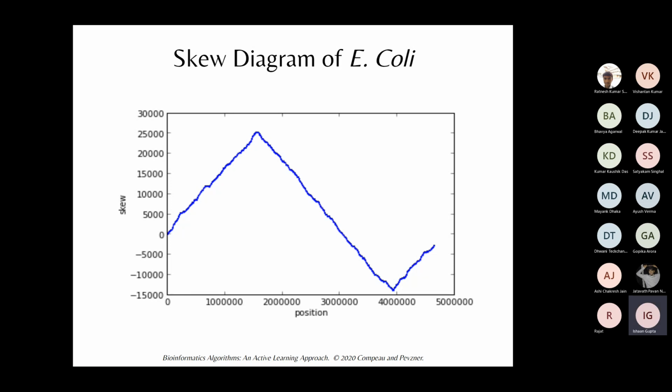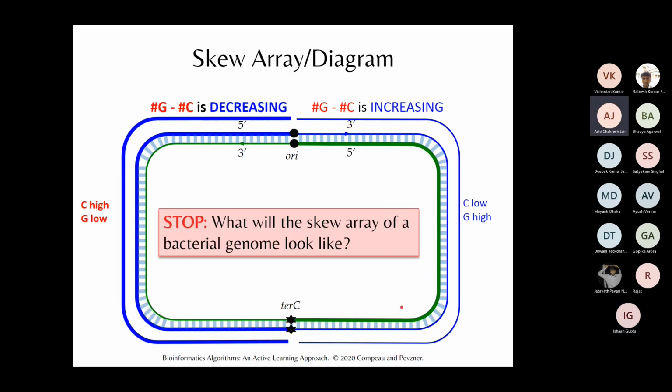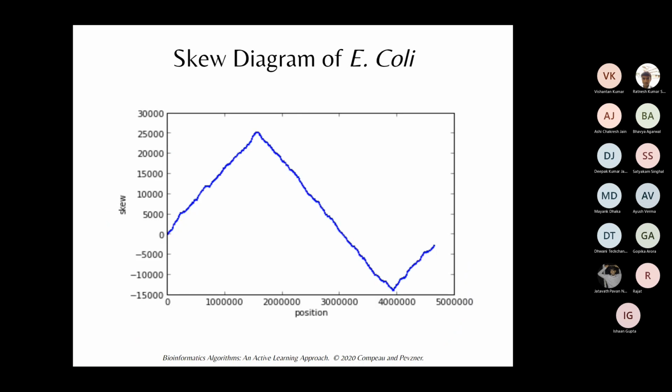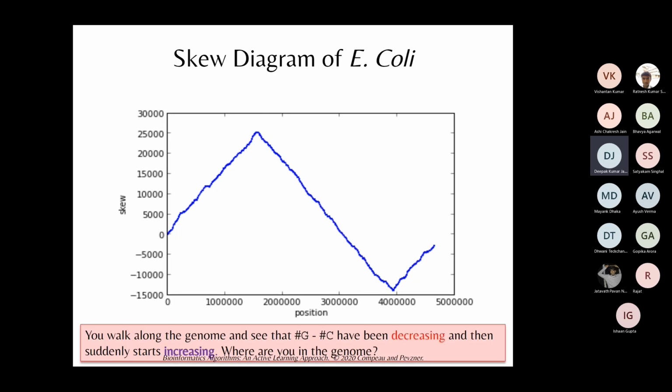Somebody else wants to give it a try? Where you see the sharp peaks or the sharp dip. So here or here? So probably the upper one. I'm showing you the figure again. So I guess it would be at peaks, because before the peak, G minus C is increasing, and after the peak, G minus C is decreasing. So it would be at peaks.